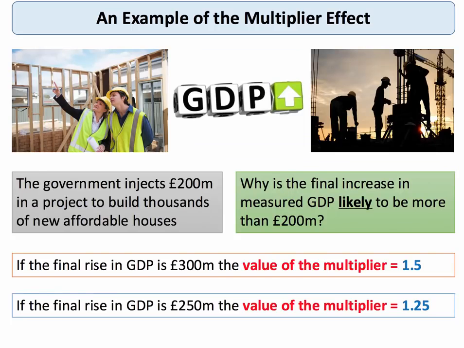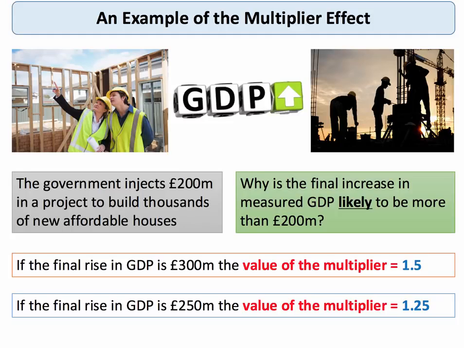So just in terms of some simple numbers, everybody, if, for example, there's a £200 million housing investment project, and the final increase in measured GDP is, let's say, 300, then the multiplier is the change in GDP, 300, divided by the initial injection, 200, and that gives a multiplier coefficient of 1.5. However, if the final increase in GDP is a little smaller than that, let's say 250 million, then we get a smaller multiplier. 250 divided by 200 is 1.25.